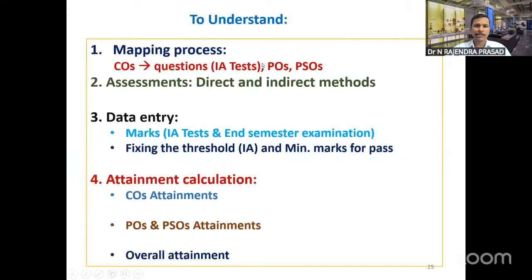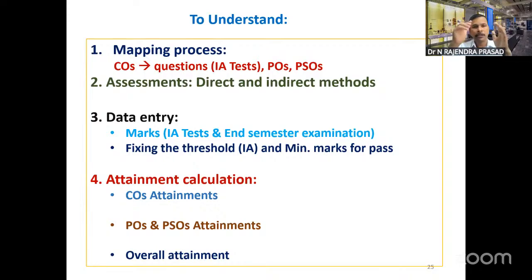So in order to understand this mapping strategy, first you have to understand the mapping between the COs, the course outcomes present in the curriculum document. Then you have to set the question paper for the internal assessment test and the end semester examinations. There are two options to frame the questions with the course outcomes. One is mapping the course outcomes with the questions in the internal assessment tests, but it is not necessary to map the COs to the questions in the end semester examination paper.